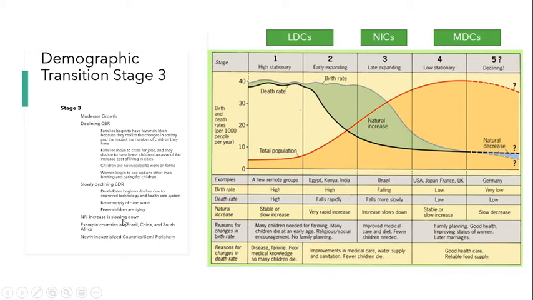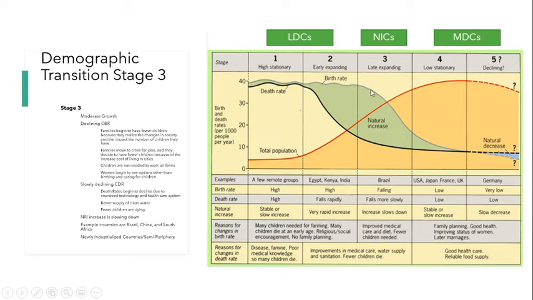Example countries again would be like Mexico, Brazil, China, South Africa. Newly industrialized countries in stage 3 are also considered semi-periphery countries. So newly industrialized, semi-periphery, stage 3 are all synonymous. They all mean the same thing.